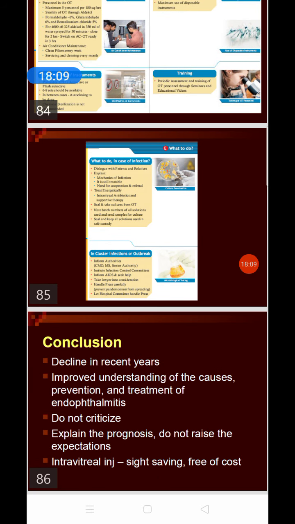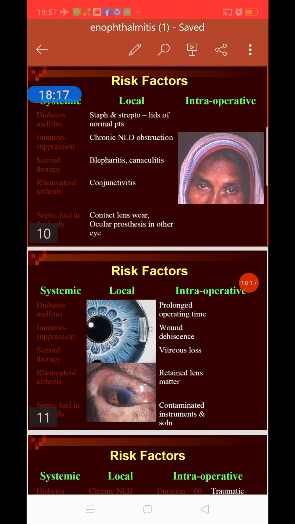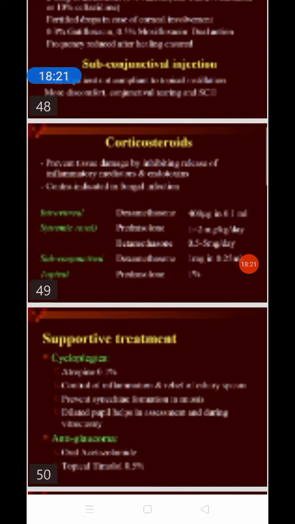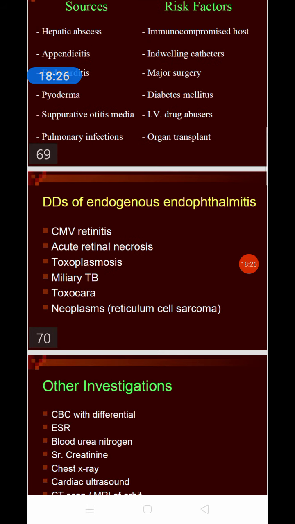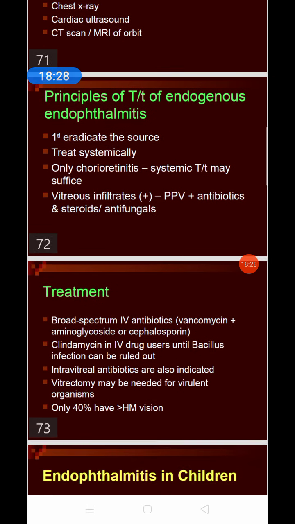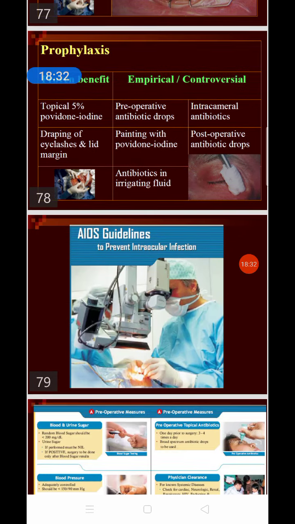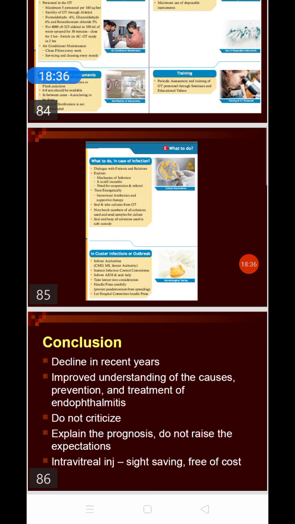This is the conclusion you come across. The incidence of endophthalmitis has come down. Why? Because of awareness, measures taken, availability of treatment, and sophisticated, better antibiotics.